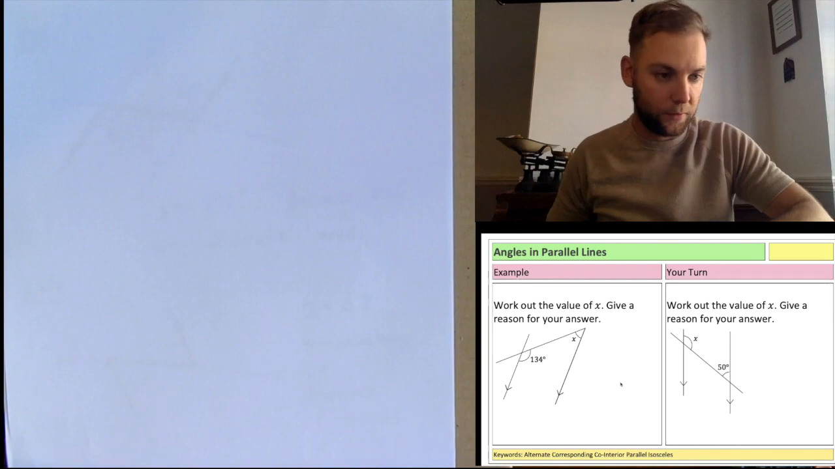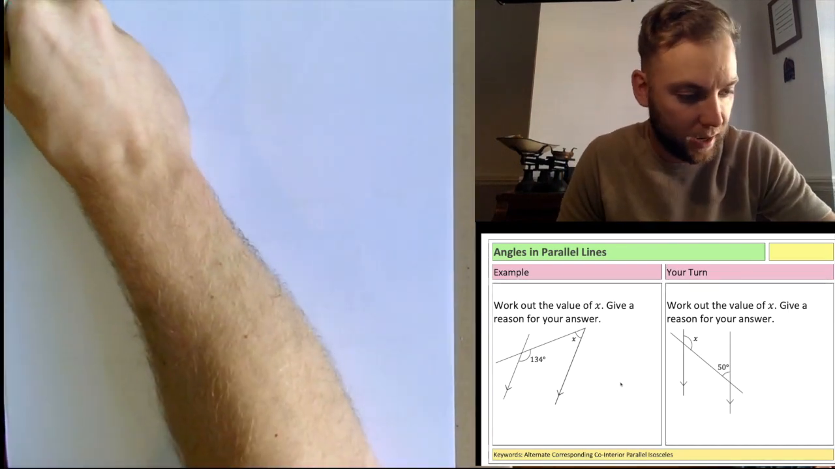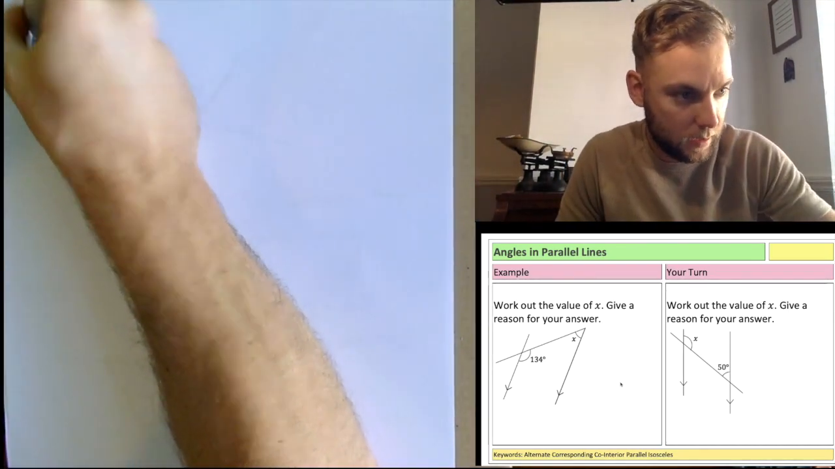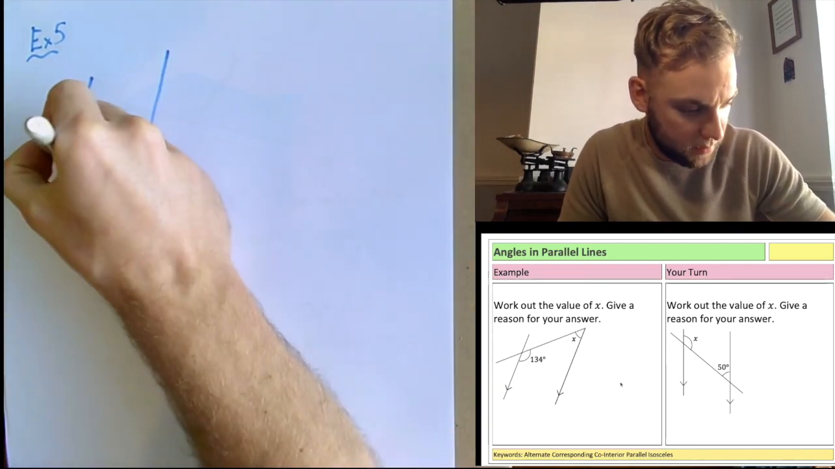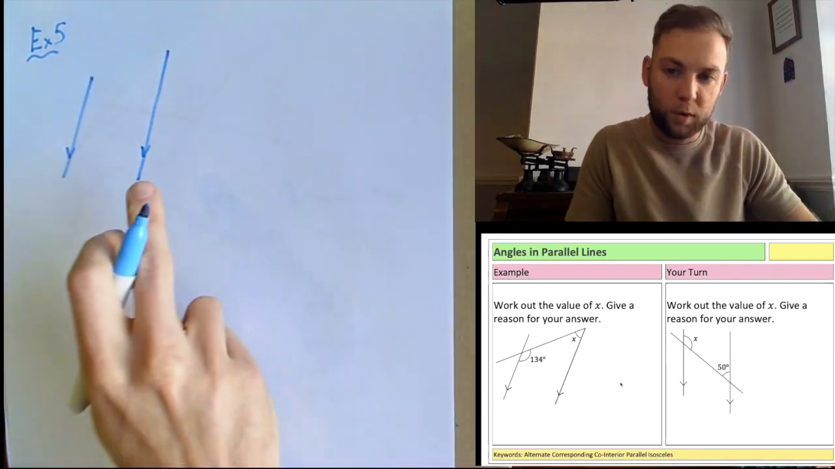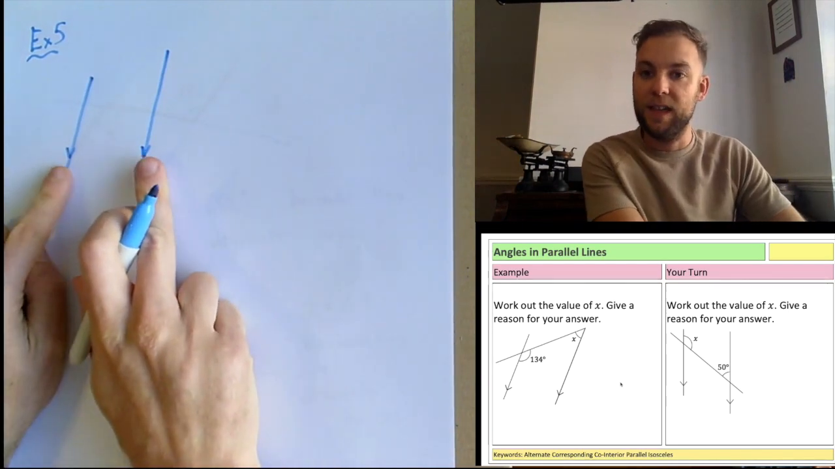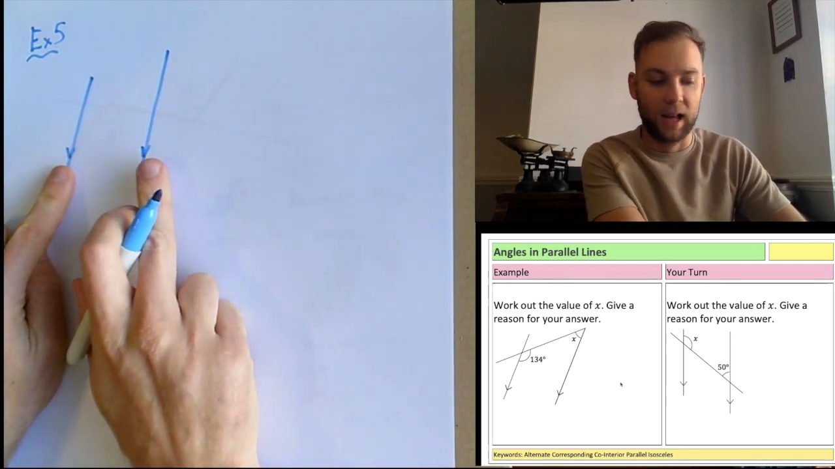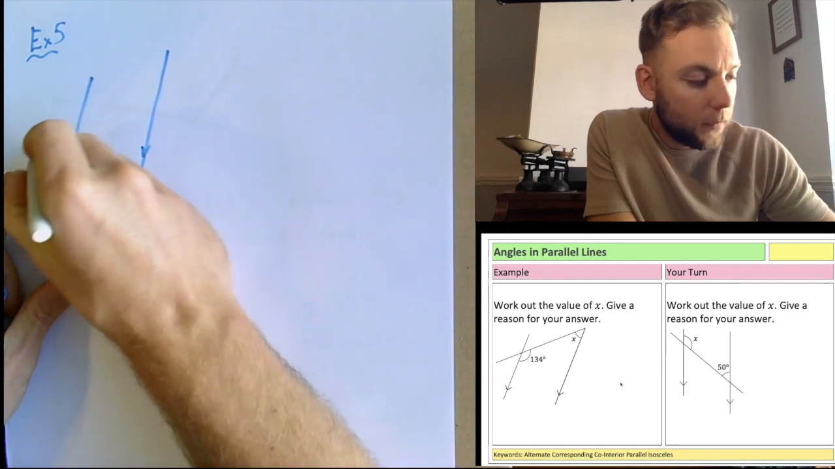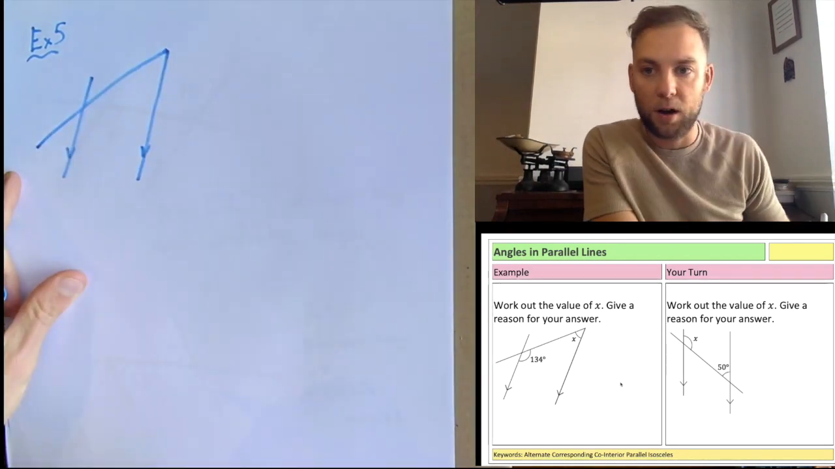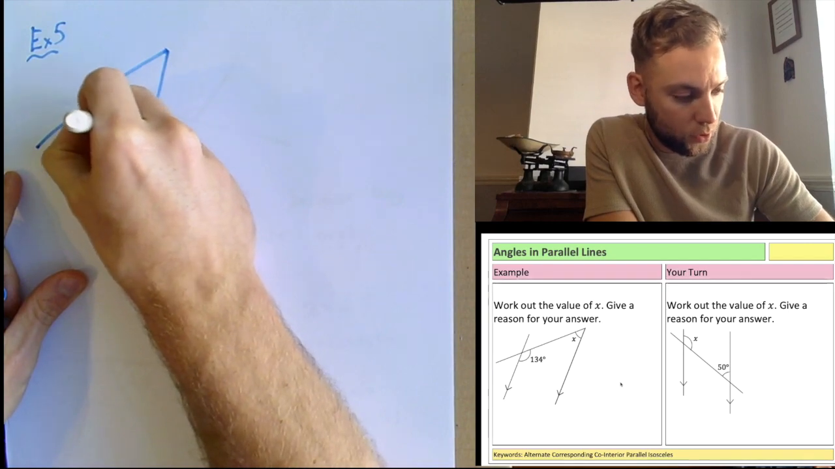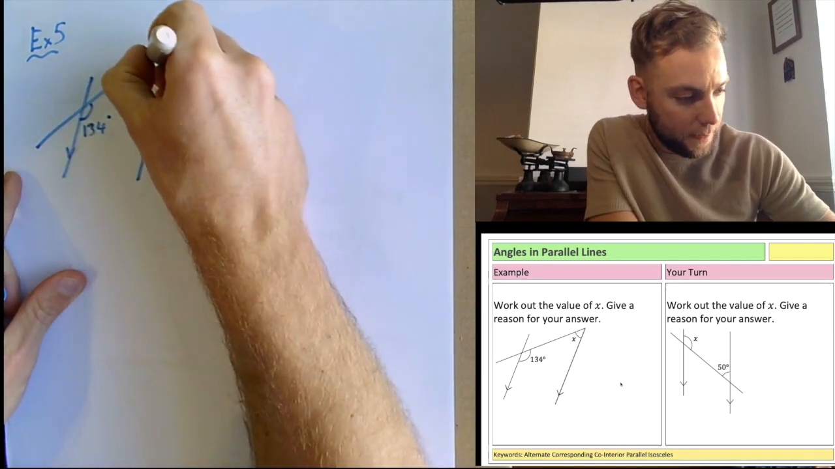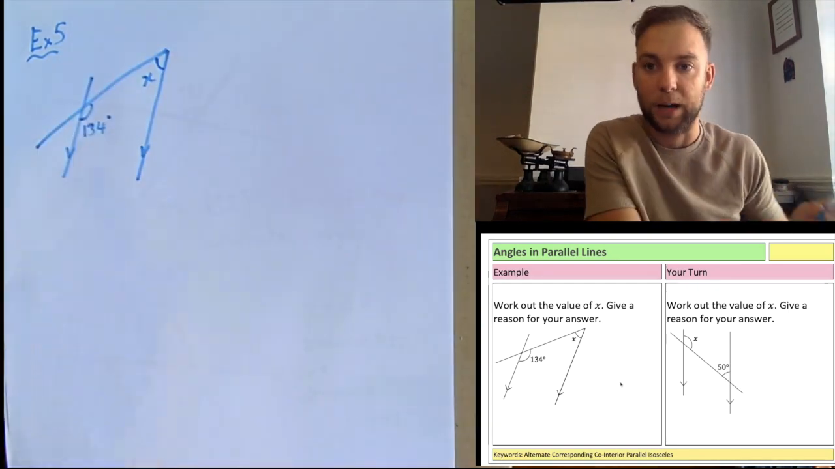So this one here is example 5. We've got these two lines coming down like this. Again, they're parallel, so parallel, parallel. Worth pointing out, I don't think I've mentioned this yet, but this here means that these two lines are parallel, okay? So there we've got our angle. We know that this one here is equal to 134 degrees, and this one here is x, and we're trying to find out what x is.